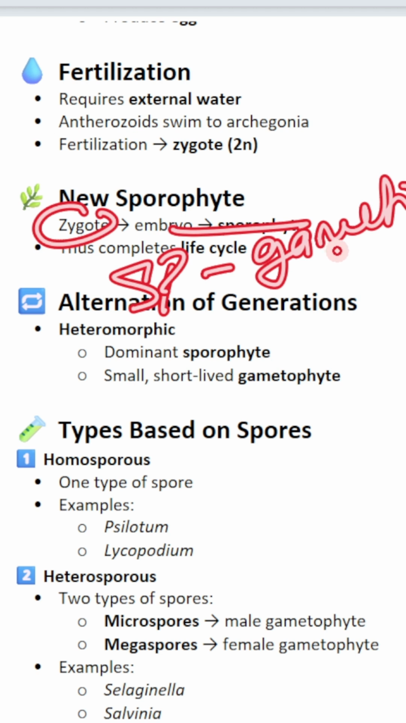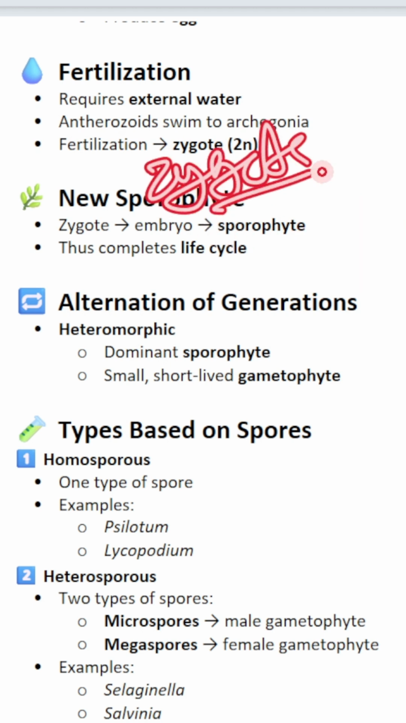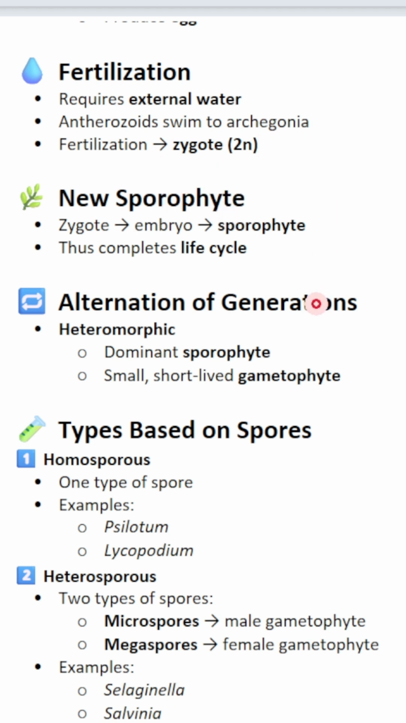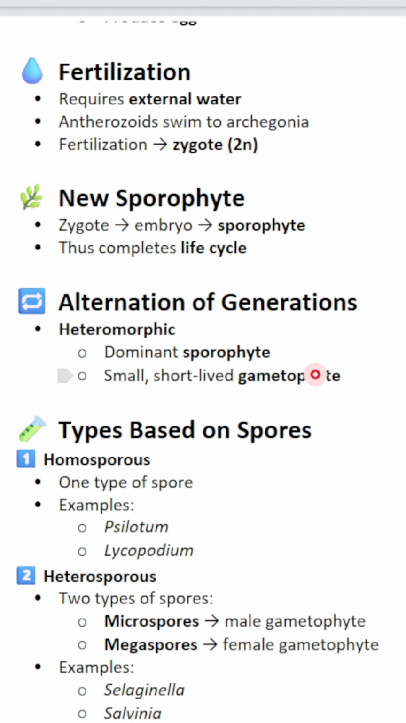Got it? If a question comes, the initial stage of the gametophyte is the spore, and the initial stage of the sporophyte is the zygote. Now the best part is that they have alternation of generation, means the dominant phase is the sporophyte and they have a small gametophytic plant. The generation alternates between the sporophytic phase and the gametophytic phase, the 2n phase and the n phase. So we find a dominant diploid phase followed by a short-lived haploid phase. It is diplontic in nature.